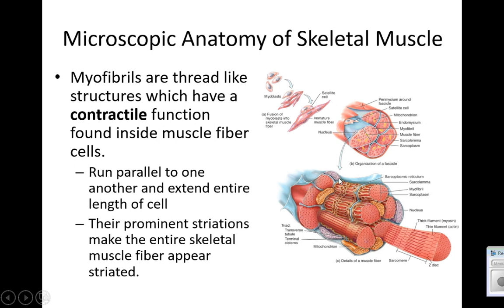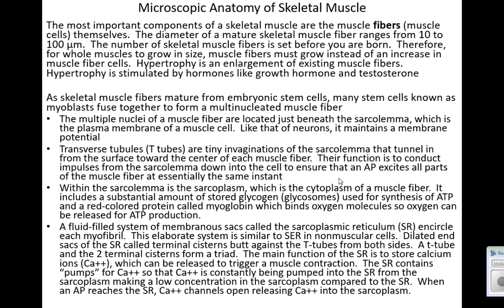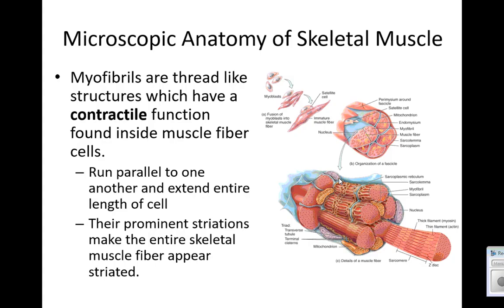Now, muscle fibers are the most important component of a muscle. They are what shorten to cause a muscle to contract. And they develop early in fetal life from stem cells. And we can see their development occurring here in these stages. The stem cells that begin their formation are called myoblasts.